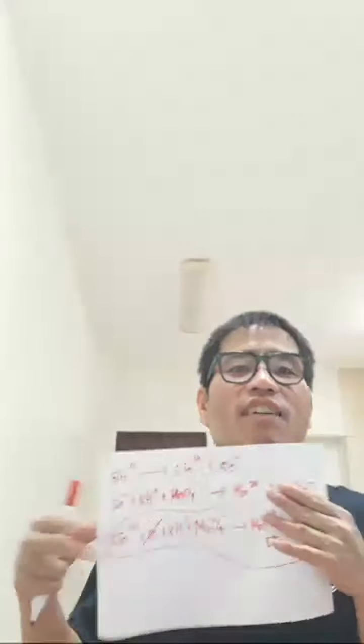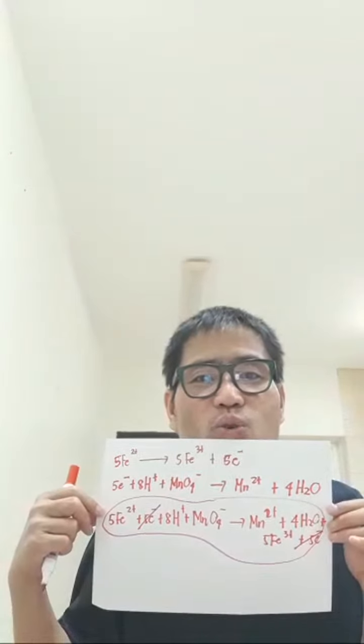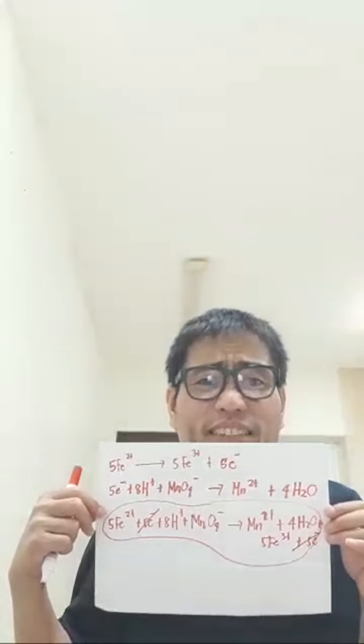Okay, ito na siya. We don't add OH because this is a redox in acidic solution. So now we need to distinguish between the redox in basic solution and acidic solution. In basic solution, the steps are the same except that the final chemical reaction will be added with OH negative. And for the acidic, the final step will add H plus and water. That's the difference, but the steps are just the same.